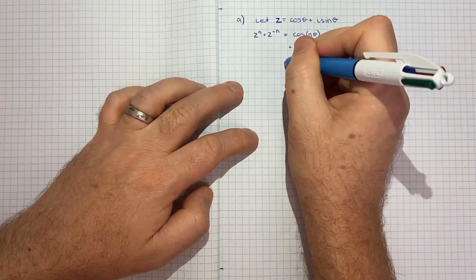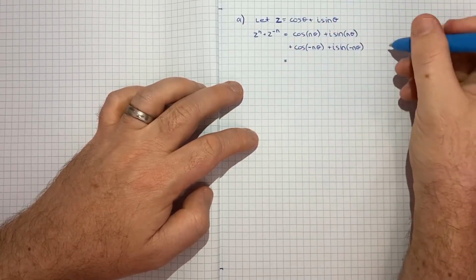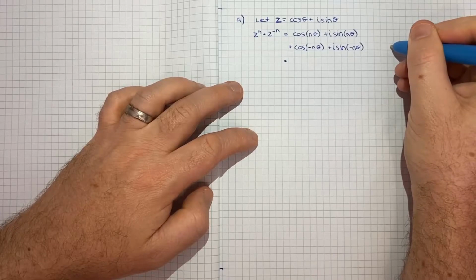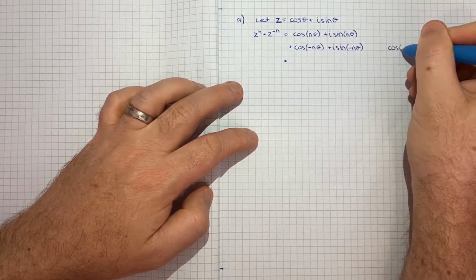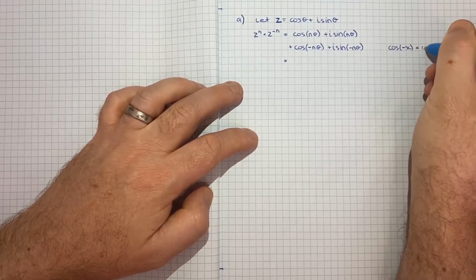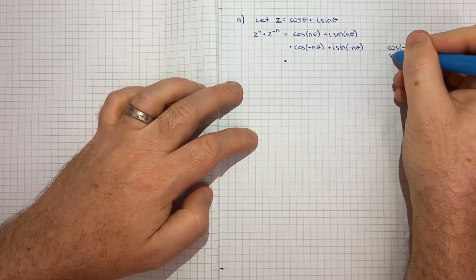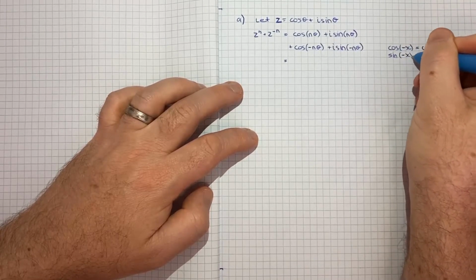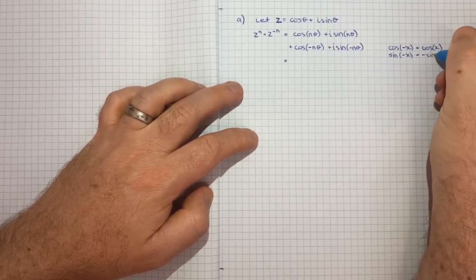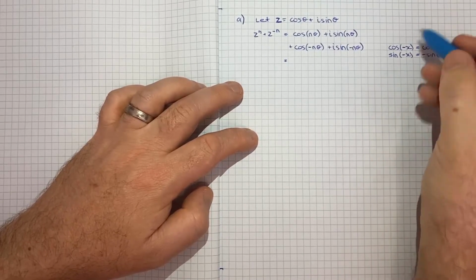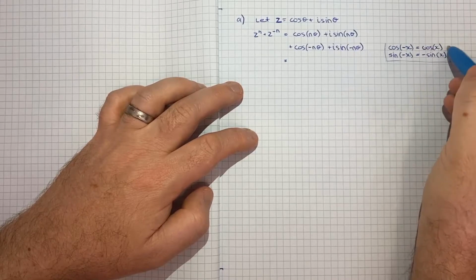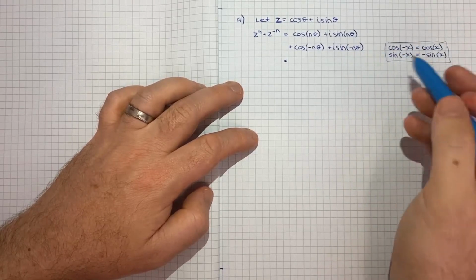Now, the way we can simplify this is we can make use of the fact that cos is an even function. So cos of negative x equals cos of x. And sine is not even. So sine of negative x would equal negative sine x. So we can make use of these identities to get to the result.